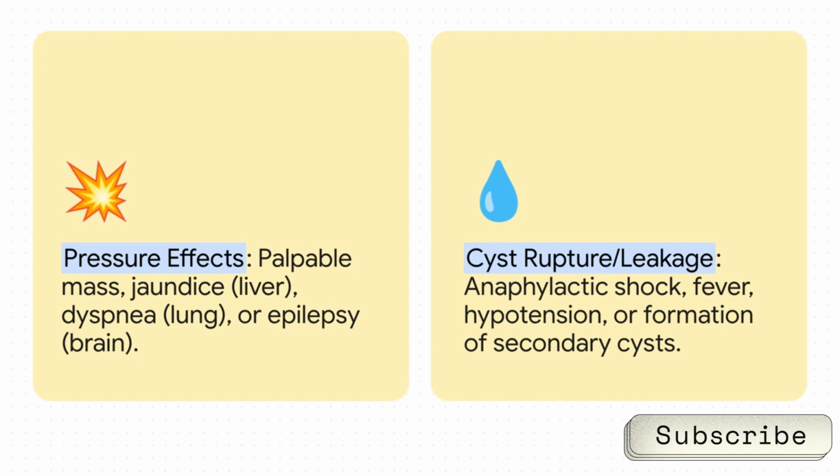You get what they call mass effect. That's scenario one. Scenario two is the big one, the catastrophe. The cyst bursts. And when it does, all that toxic antigenic fluid we just talked about spills out. That triggers a massive system-wide allergic reaction. We're talking full-blown anaphylactic shock.